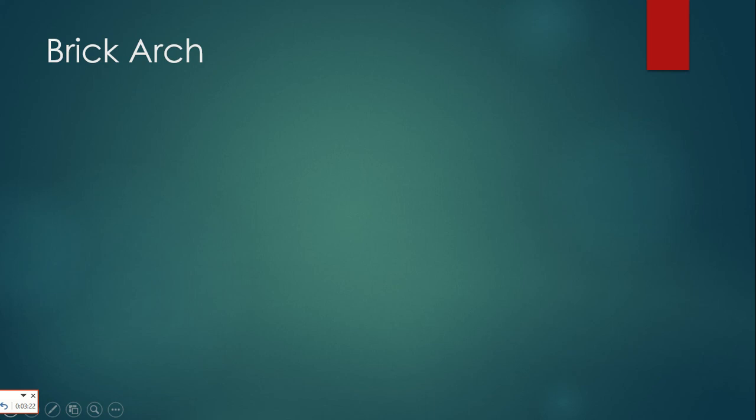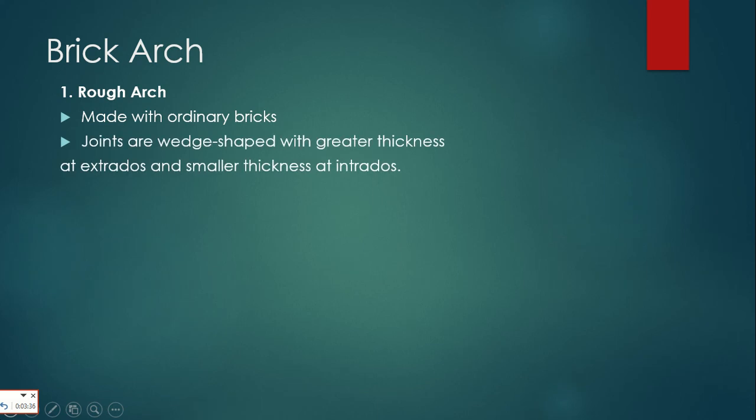Brick arches are categorized in 4 categories. First, rough arch. It is made with ordinary bricks, as its name itself gives us a hint about its look. Joints are wedge shaped with greater thickness at extrados and smaller thickness at intrados. What does this mean? The thickness of the wedge-shaped units is not the same at the external and the internal side of an arch. It is not used for exposed brickwork.